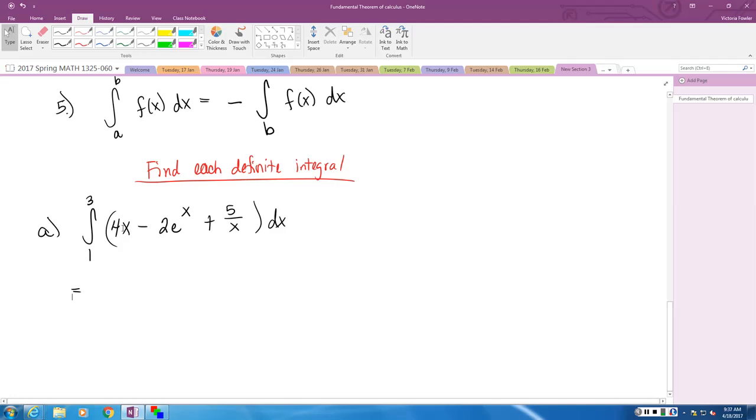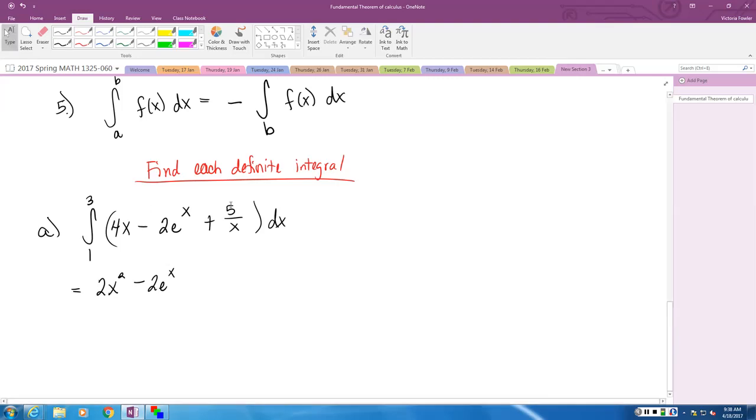Okay, so give me the antiderivative of the first term. What was it? 2x squared, okay. You guys agree with that? You added 1, you divide by it. Okay. What about the negative 2e to the x? Yeah, the antiderivative of e to the x is e to the x. That negative 2 is going to go along.